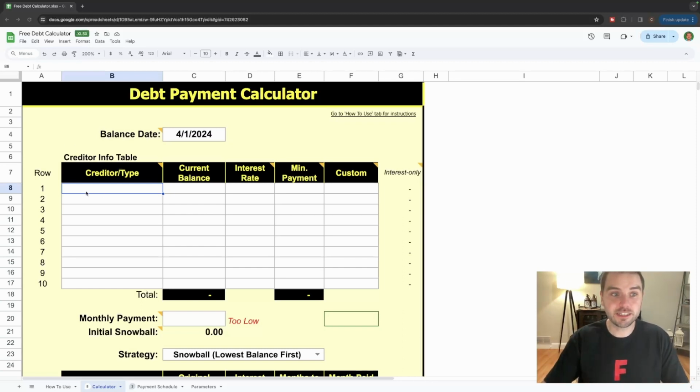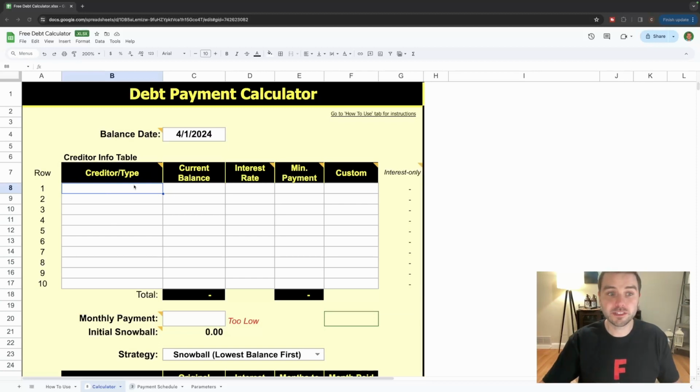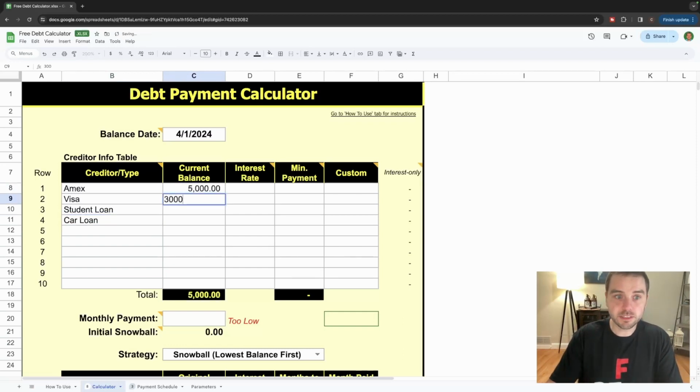So the next section here, creditor info table, this is where we're going to start tracking our actual debt. Creditor type, you're just going to want to enter whatever is helpful for you to remember what the debt is. So you can do things like name the company that it's from, or just a generic student loan. Here we're going to do a car loan, and here we go. The next section, current balance, you're going to want to take the actual balance that you owe as of today and put it on this spreadsheet. So I'm just going to make up some fake numbers here that can help us get through our example. There we go, a nice $30,000 in debt, yikes.